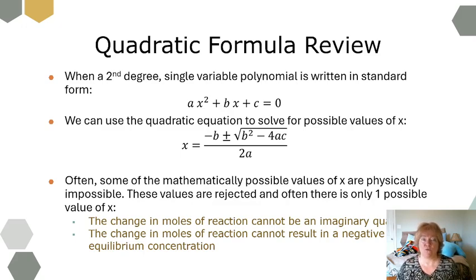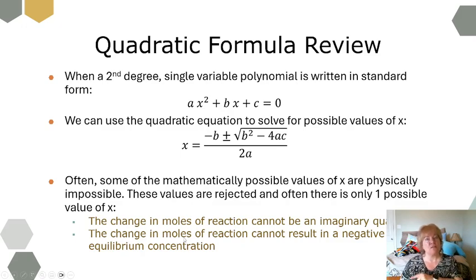So the change in the moles of reaction can't be an imaginary quantity. So if I end up with complex roots with an i in it, that can't be. It doesn't mean it's not a solution to this. It means it's not physically possible for a chemical reaction.